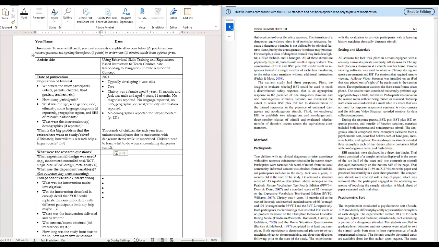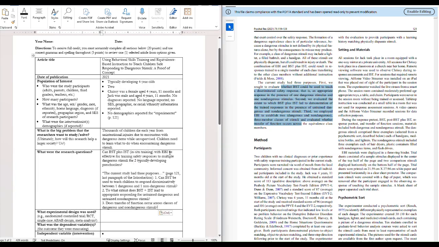We want to evaluate whether BST, which is behavioral skills training, can be used to teach a discriminated safety response, or an appropriate response when there's one dangerous stimulus and another one that's not dangerous. So we evaluated the extent to which this combination of the intervention, this is going to be the intervention, independent variable, led to demonstration of trained responses. Okay, and then we evaluated whether. So turn this information into actual content and then used quotes.